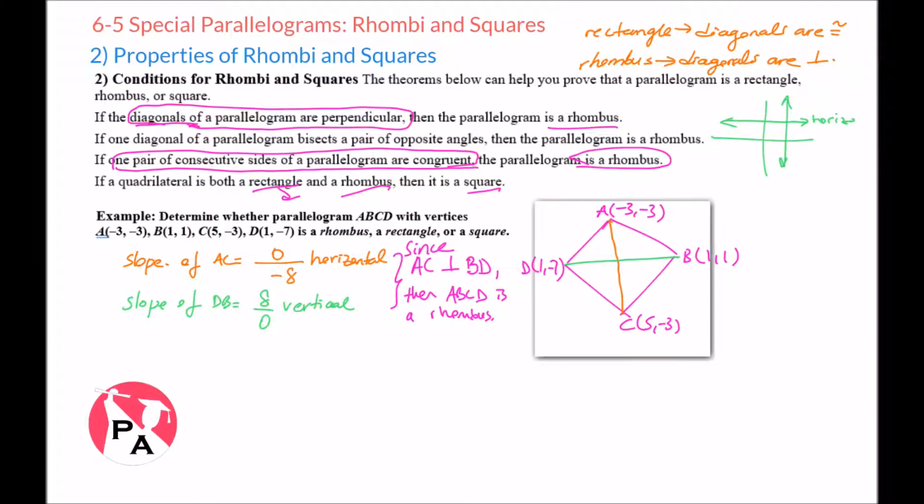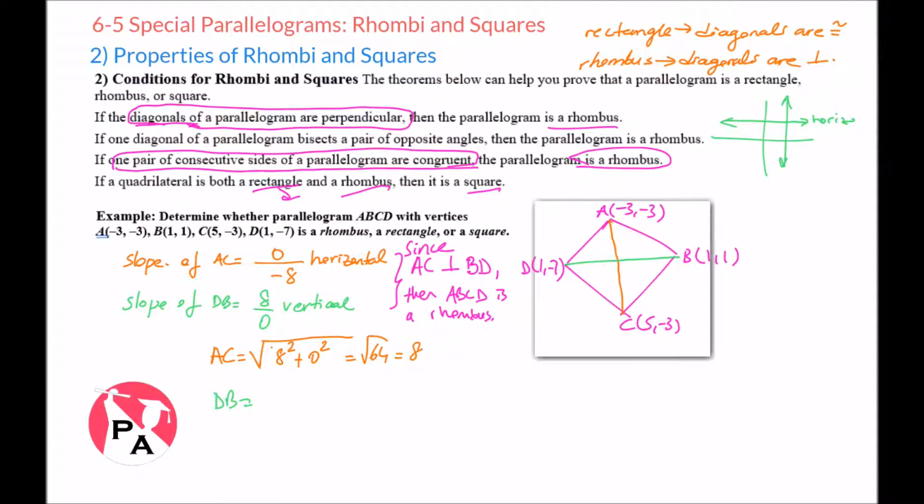For the rectangle part, we need to find the distance for segment AC and for segment DB. If the distances of the diagonals are the same, just like what we said here, then we say it's a rectangle. Now the distance of AC: find the difference between -3 and 5. The difference between these two numbers is 8. We square that number, and then the difference between the y values is 0 because the numbers are the same. So 8 squared is 64, and the radical of 64 is 8.